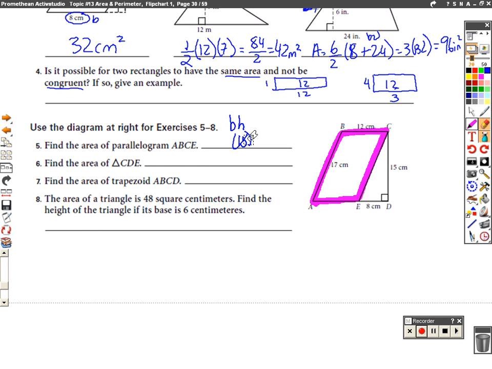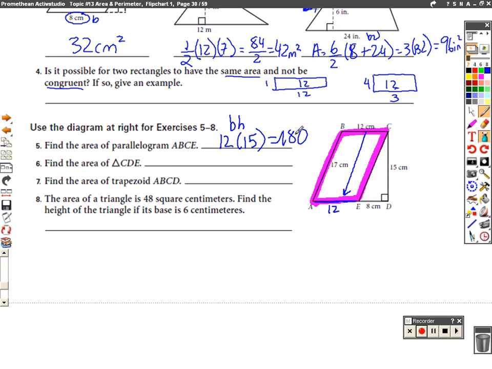Oh, that got a little messy. Let me write that. The base, actually, the base is the one that the right angle goes to. So the base, don't be confused here. This is 8. That's not really in our parallelogram. The base is right down here. It's 12. It's the bottom. So 12 times 15 is going to be our answer. And that is 180.